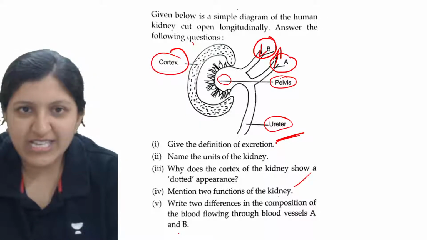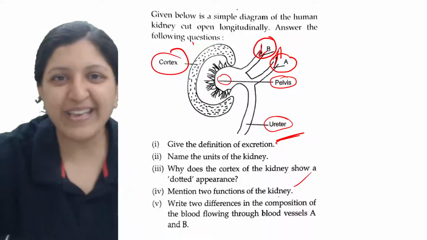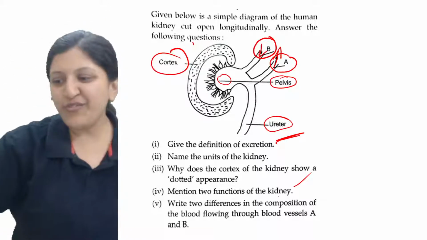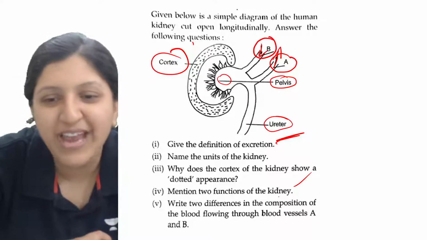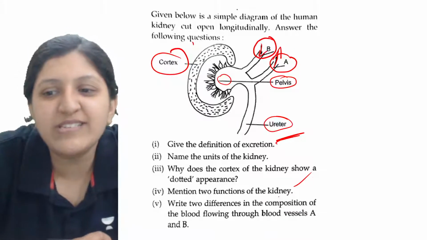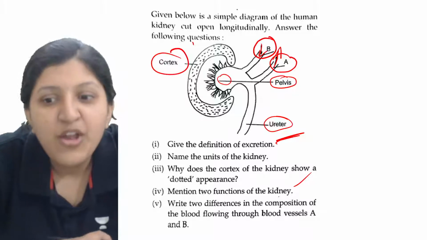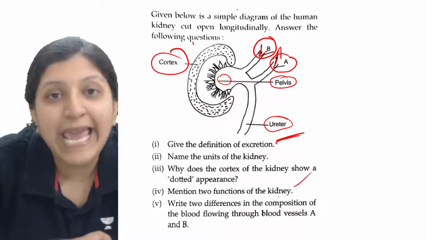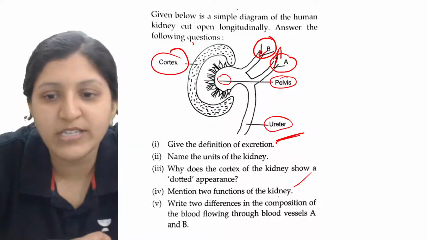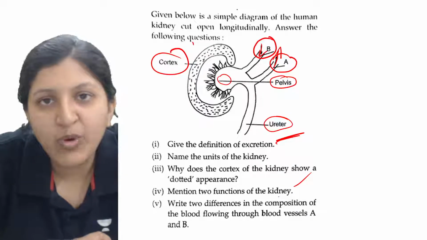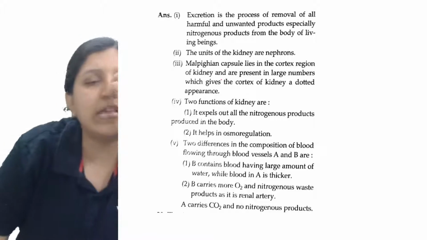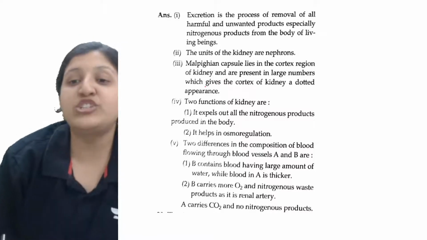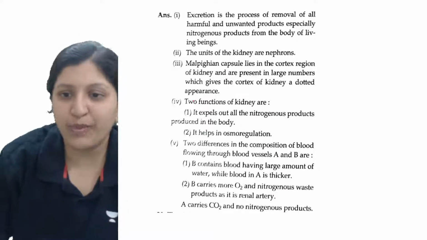Two functions. Urine formation is one such function, and other than that, what else is a function that you can find? Write two differences in the composition of the blood flowing through blood vessels A and B is asked. Here, A and B, what you need to know, and two functions of the kidney. You can say one is osmoregulation, the other one being urine formation.